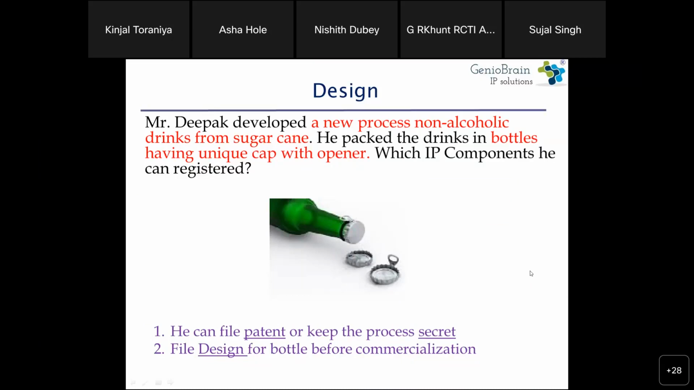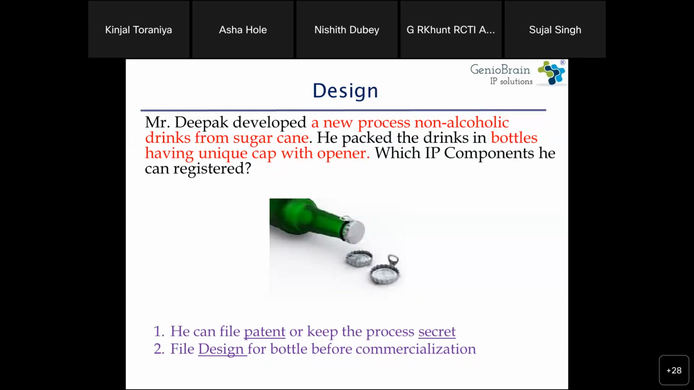Let's say Mr. Deepak has developed a new process for a non-alcoholic drink from sugarcane. This is the process Mr. Deepak has developed. Now he packs the drinks in a bottle having a unique cap with an opener, right? So which IP component can he register? First of all, he can file a patent application for the process, or else obviously he can keep that process as a trade secret. That's up to Deepak, how he could protect his innovation properly.